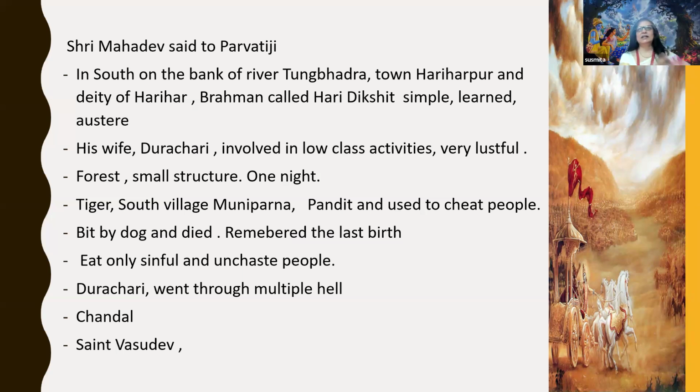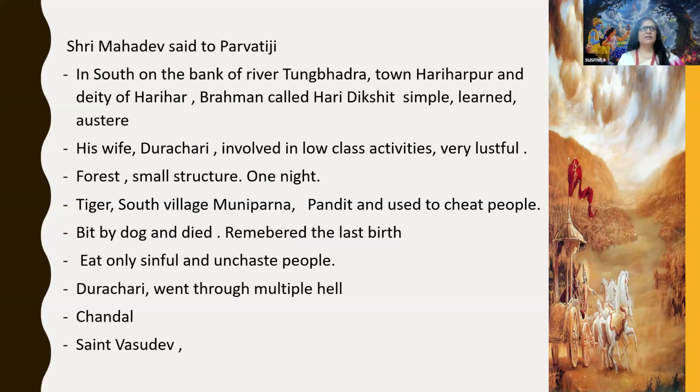So Shivji is actually telling the stories to Parvati ji, and then he talks about the glories of chapter 13. He says that in the south of India, near the bank of river Tungabhadra, there was a town called Hariharpur. And in this town, there was the deity of Harihar, that is Lord Shiva. And then there was a Brahmin called Hari Dikshit.